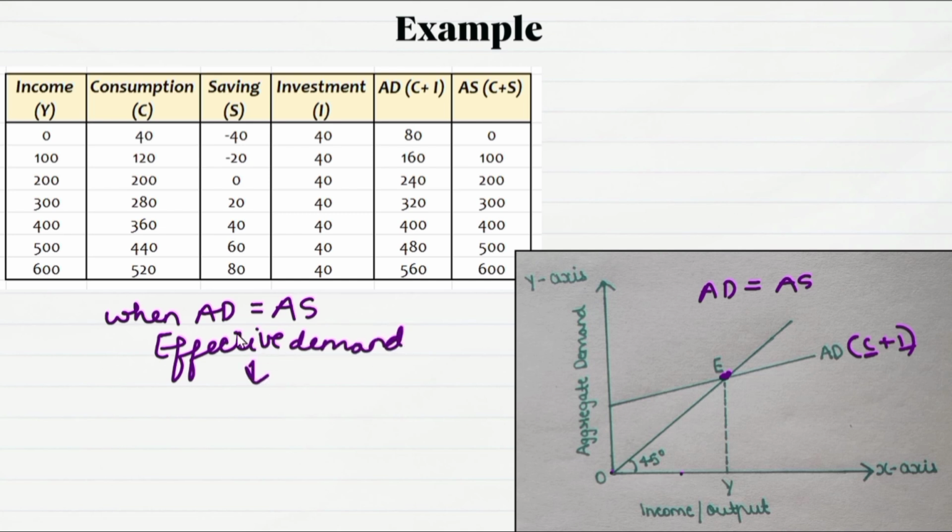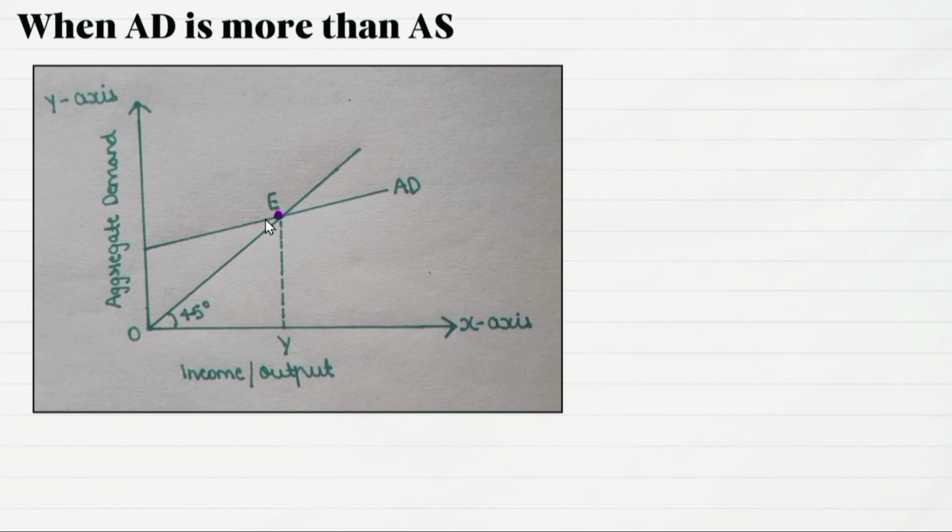Now, what is effective demand? Effective demand refers to that level of AD which becomes effective because it is equal to AS. So basically in the Keynesian analysis, when our AD is equal to AS, it is called the effective demand. So we have read that here the economy is in equilibrium. But before this point, we know that AD is more than AS, and after this point, our AS is more than AD. So in these regions we are not at equilibrium.